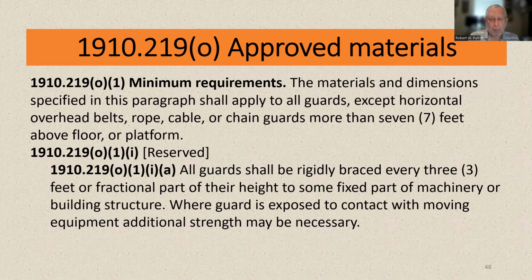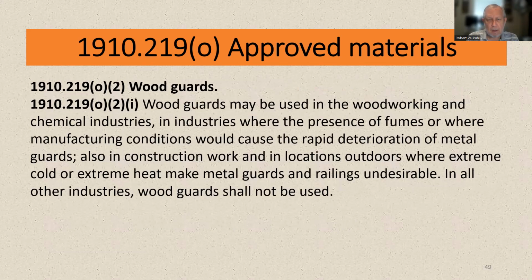All guards shall be rigidly braced every 3 feet or fractional part of their height to some fixed part of machinery or building structure. Where a guard is exposed to contact with moving equipment, additional strength may be necessary. Wood guards may be used in the woodworking and chemical industries, in industries where the presence of fumes or where manufacturing conditions would cause a rapid deterioration of metal guards. Also in construction work and in locations outdoors where extreme cold or extreme heat make metal guards and railings undesirable. In all other industries, wood guards shall not be used.